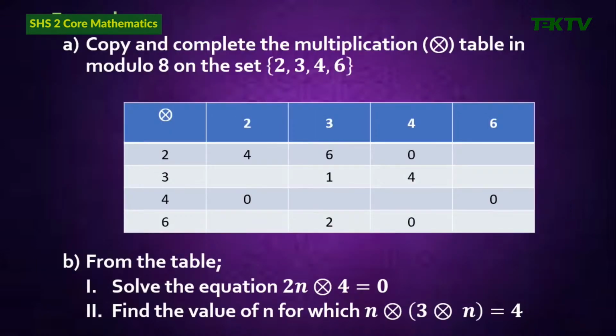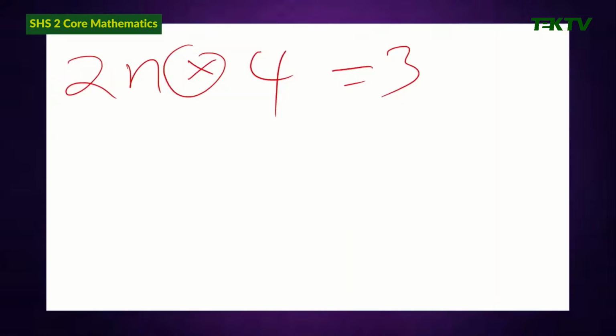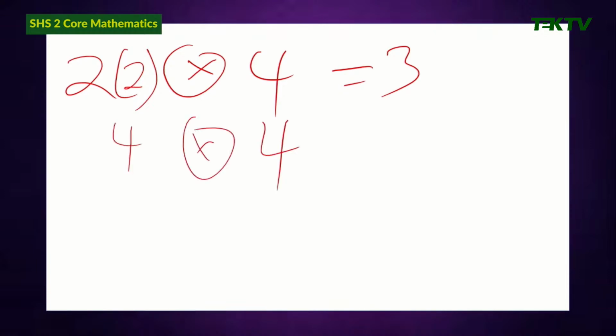Yes. Okay. So that's what we have there. Solve the equation 2n times 4 equals 0. In place of n, let's write the first element, 2. In this case, 2 times 2 from the table is 4. And now 4 times 4, from the table, that is 0.